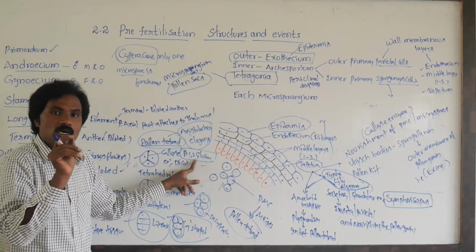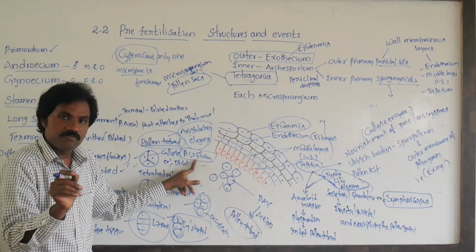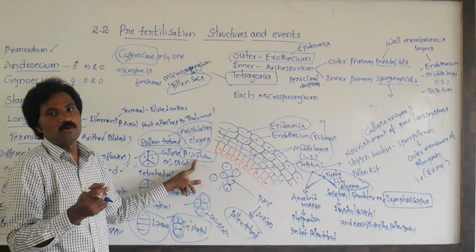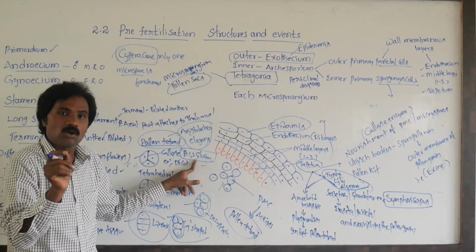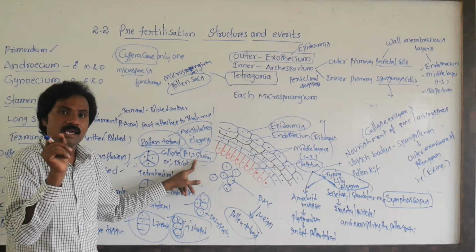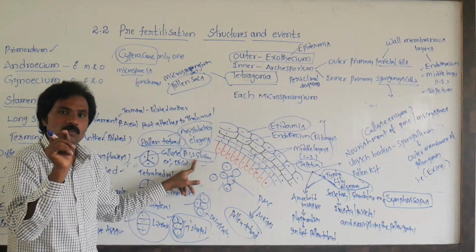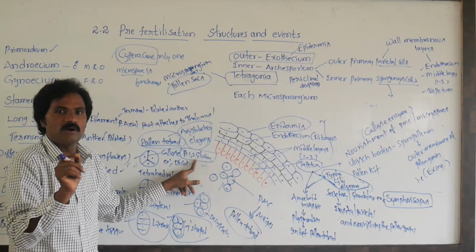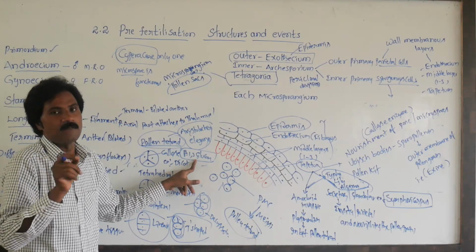They give options: pollen grain, pollen tetrad, microsporangia, or ovum and all. So your option will be the pollen tetrad. Normally the callose membrane covers the pollen tetrad. It is made up of beta 1,3 glucan, that is a specific chemical.